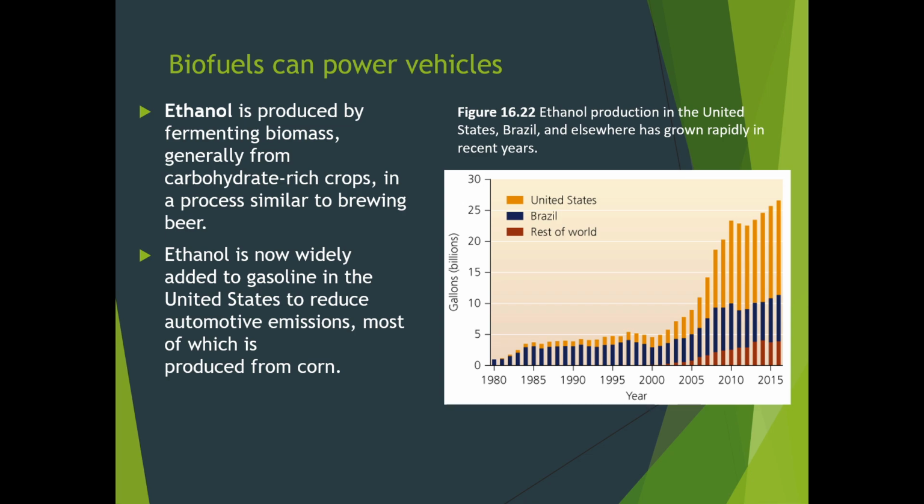It's produced by fermenting biomass. And by fermenting, I mean we turn it into a nice French wine. I mean, we turn it into white lightning, not a fine French wine. We want white lightning. We want that grain alcohol. Basically, that's what we're looking for, right? And we just ferment it. We just stew it like we're doing booze. And ethanol is now widely added to gasoline in the United States to reduce automobile emissions. We mostly use corn here in the United States to make our ethanol. So we're going after the sugar in the corn to make that white lightning.